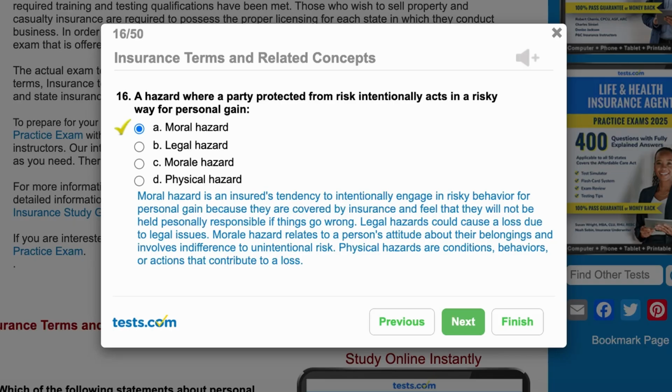are covered by insurance and feel they will not be held personally responsible if things go wrong. Legal hazards could cause a loss due to legal issues. Morale hazard relates to a person's attitude about their belongings and involves indifference to unintentional risk. Physical hazards are conditions, behaviors, or actions that contribute to a loss.